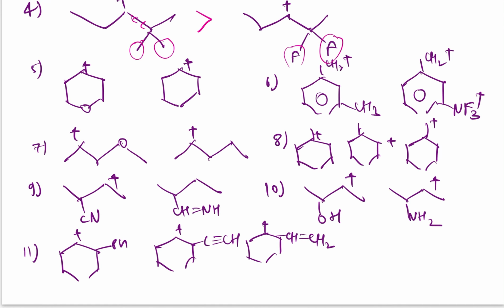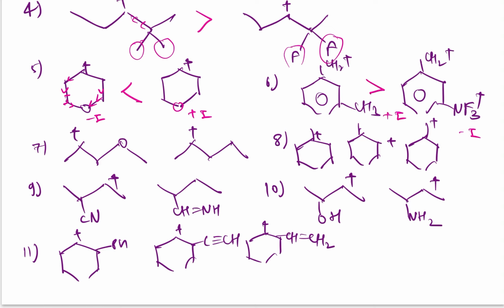Now, if we talk about these two questions, this oxygen is pulling electrons, so it is showing minus I, and this carbon has plus I. Whenever there is a difference, we compare from the difference. Here we have CH2 and CH3 and NF3. It is a minus I group and it is a plus I group, so it is pushing the electron.